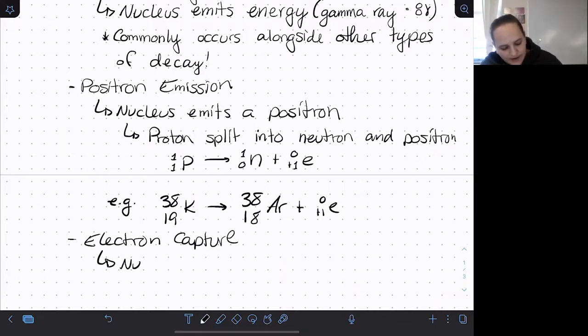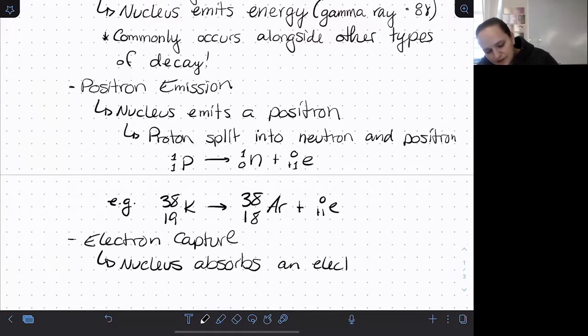So last but not least, we also have electron capture, where the nucleus actually absorbs an electron. So this is one where there's no particle being given off. There is usually energy released as part of this process, but we don't typically write it as part of the reaction. But our nucleus actually absorbs an electron from one of the atom's inner orbitals.